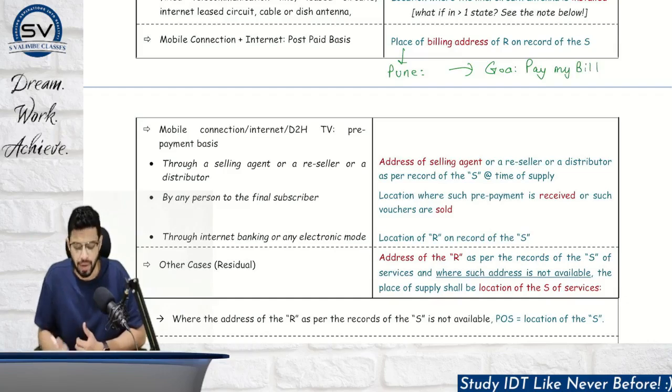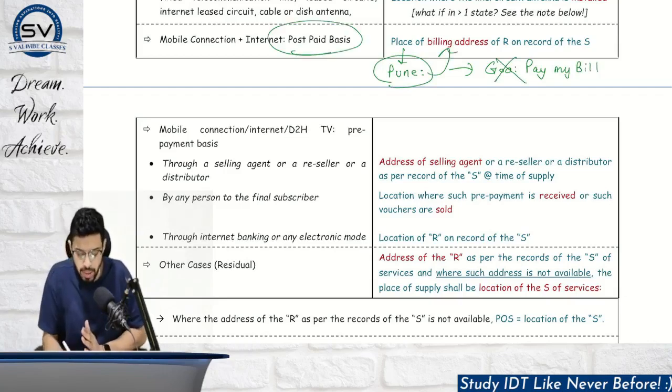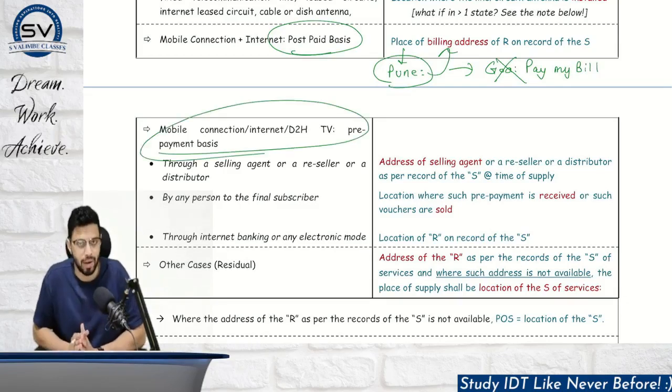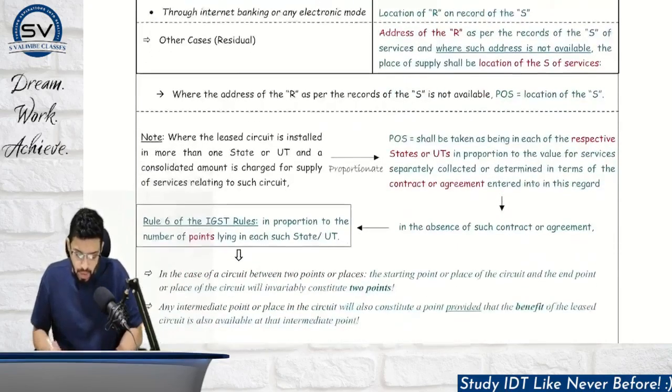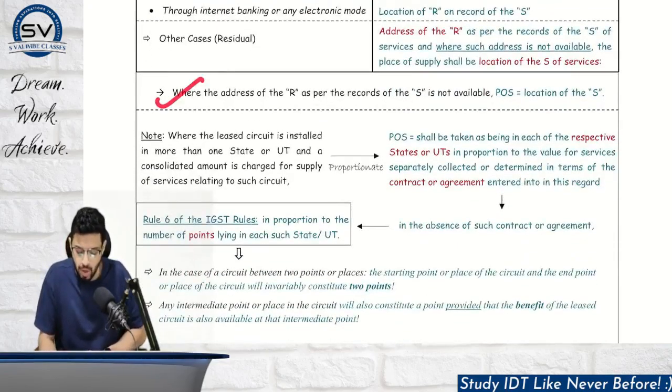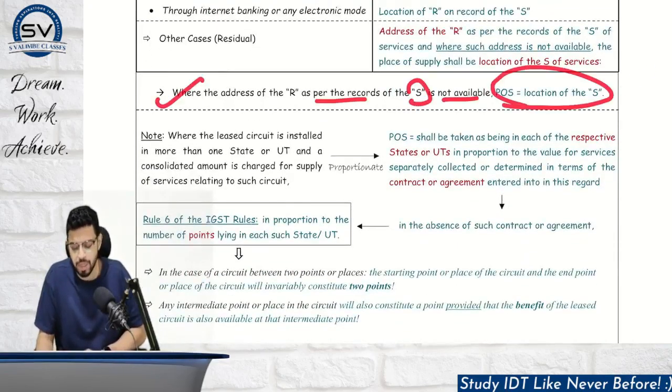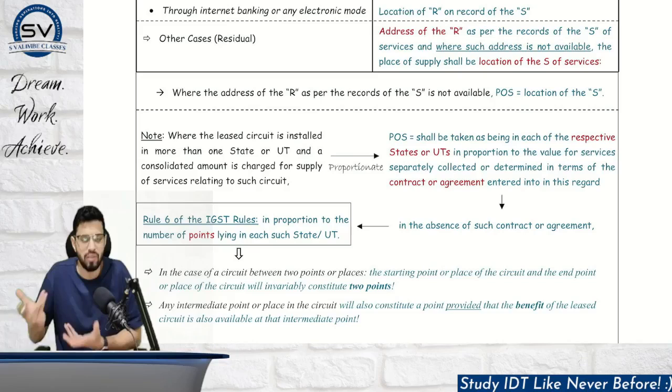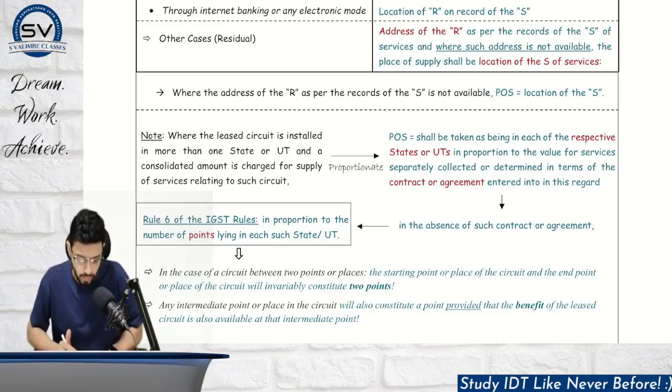What will be the place of supply? It shall be Pune, because we have to fix the billing address as the place of supply, not Goa. I hope this is clear. So you have to pay attention whether it is postpaid or prepaid. Okay. Where the address of the recipient as per records of the supplier is not available, the place of supply shall be the location of the supplier. Basically, we don't have any other location now. So we say in Hindi, tir ghuma ke wapas. We bring back the place of supply to the location of the supplier.